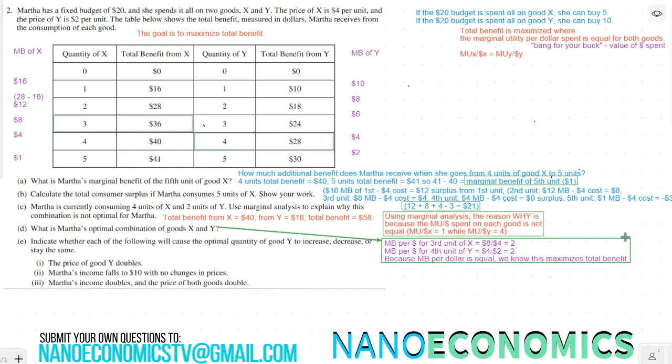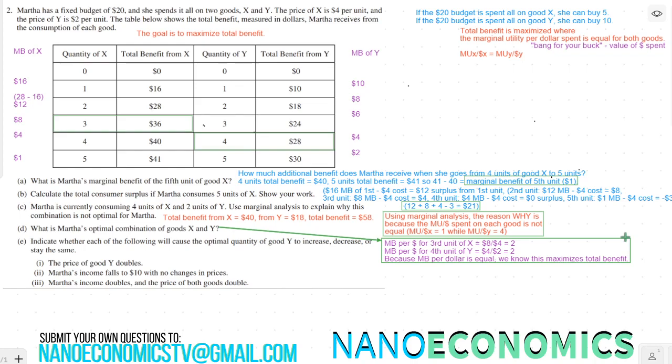The second unit is going to be $12 minus 4, so $8 in surplus. The third unit is going to be 8 minus 4, or $4. The fourth unit is 4 minus 4, so 0. And then because she consumes the fifth unit in the setup of the question, we're actually going to end up with $1 in total benefit added and $4 in total cost added. So we actually lose $3 worth of that total surplus that was previously held.